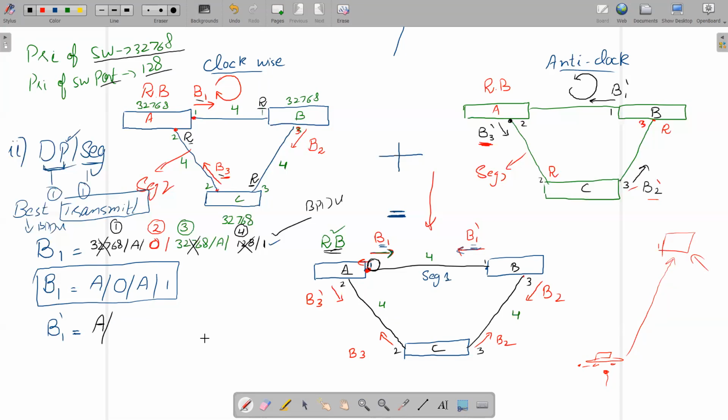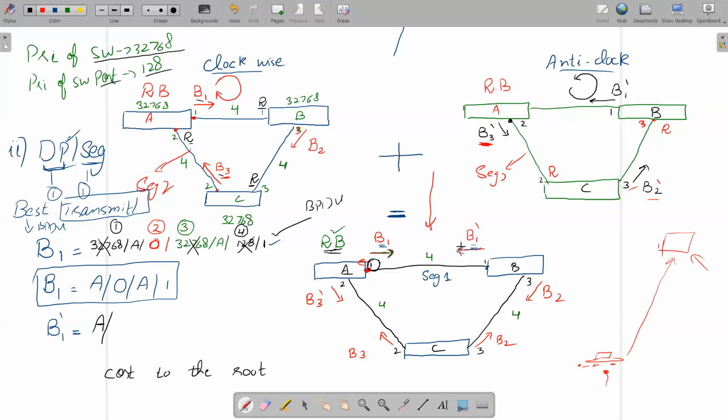Then the cost to the root bridge, which is 4. That was the game. That's what I wanted to see. Anyone else, please? What was the second field? The second field was cost to the root.